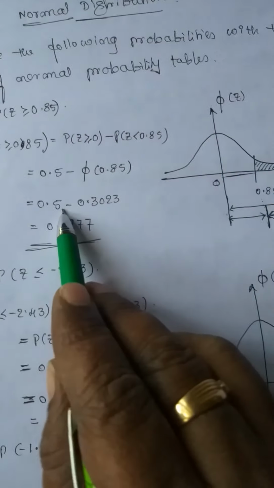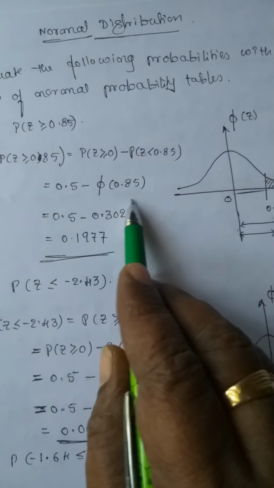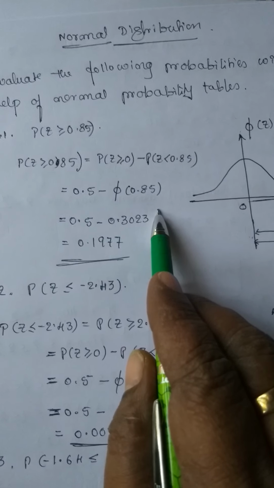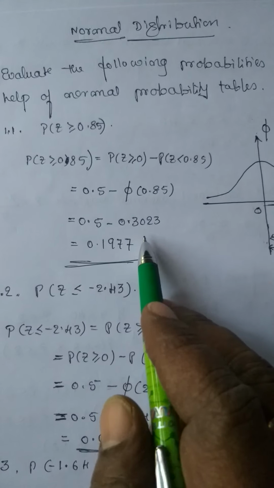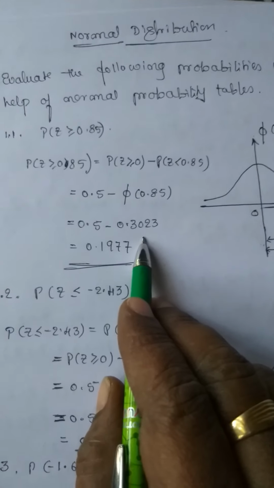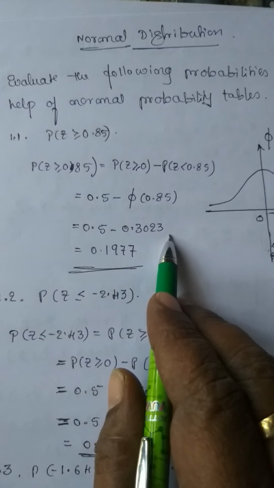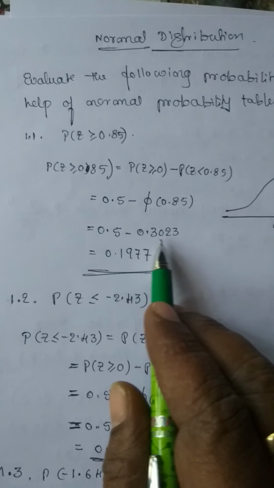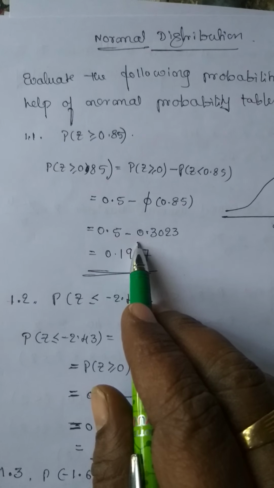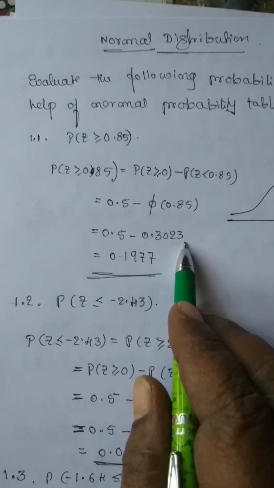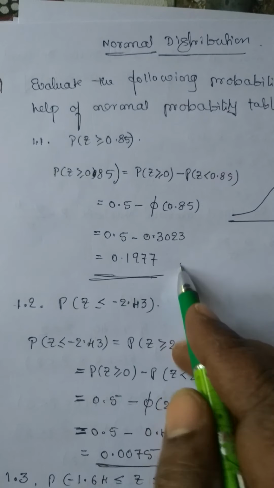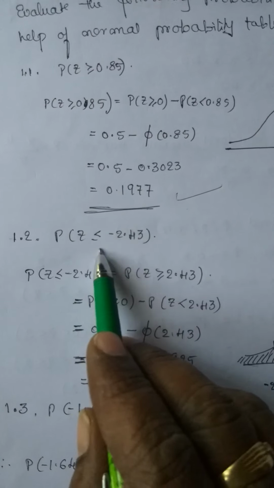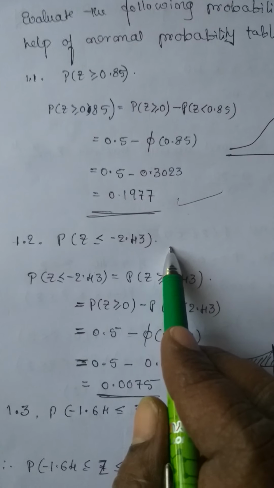See, this 0.5 I kept as it is, and phi of 0.85, if you calculate this from the normal distribution table or from the calci also you can calculate, this one is 0.3023. At the end of the video, I'm going to explain how you can get 0.3023. If you subtract this, you're going to get the same. Now, second problem, we have to calculate P of Z less than minus 2.43.